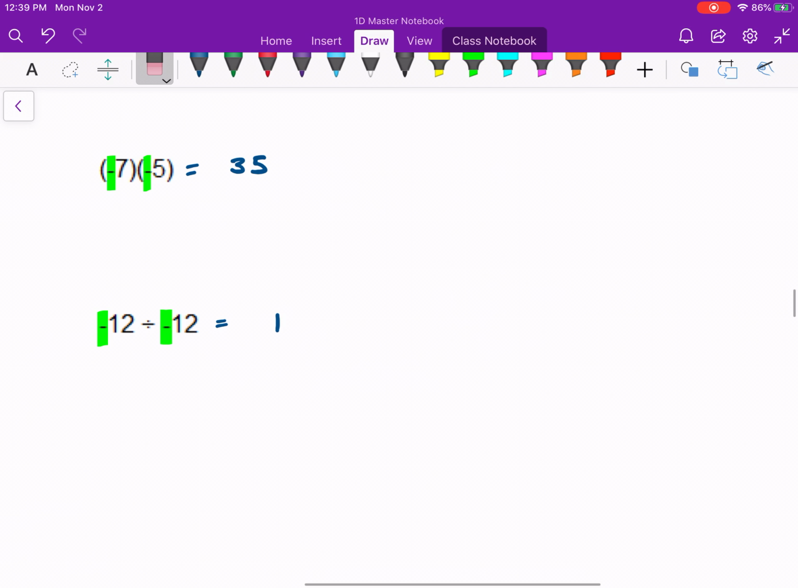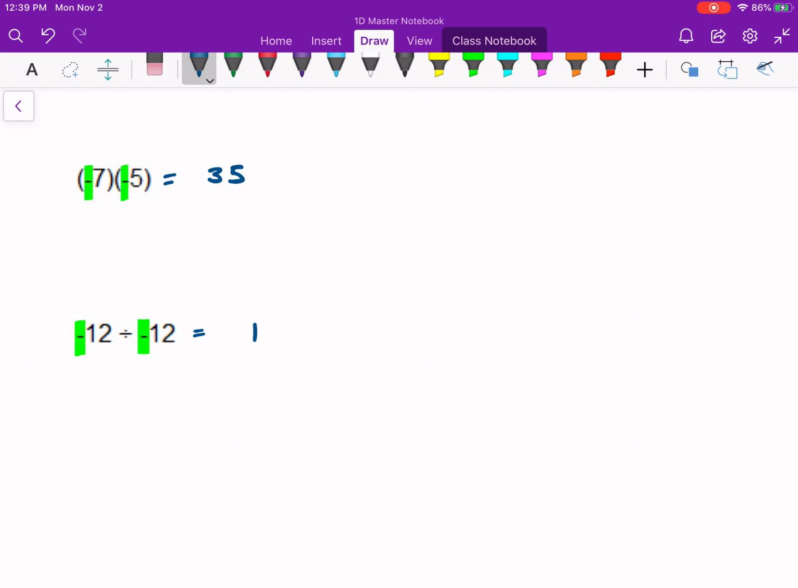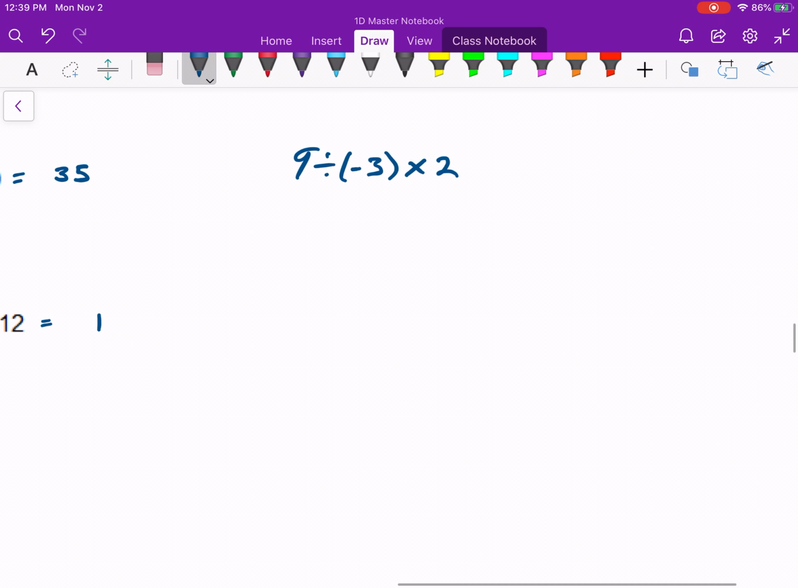If we have a combination of things, then we just take it in stages. Let me just, for fun, throw something out. What if I had 9 divided by negative 3 times 2. So again, this is just getting a couple things tied in here. First of all, I go from left to right. So I need to deal with these guys first because that's the first operation from left to right, and divide and multiply are equal.